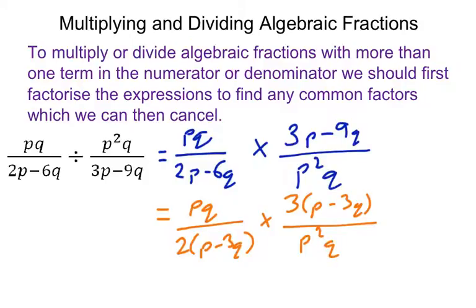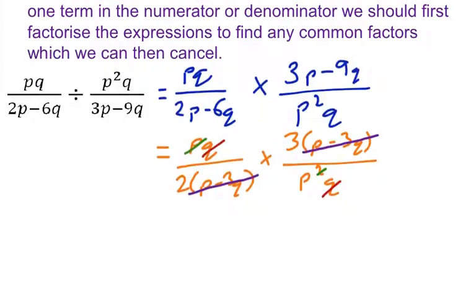We have a p on the top, which we can cancel with one of the p's on the bottom. We have a q on the top, which we can cancel with the q on the bottom. We have a p minus 3q there on the bottom, which we can cancel with the p minus 3q on the top. And that gives us a final answer of 3 on the top, and on the bottom we have 2p.